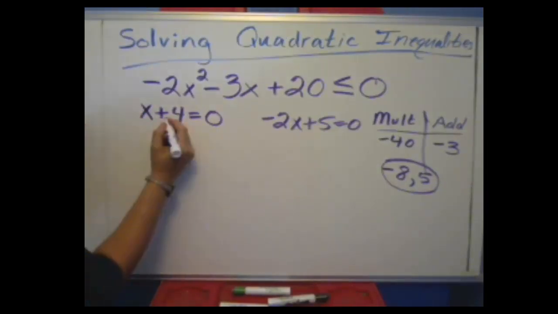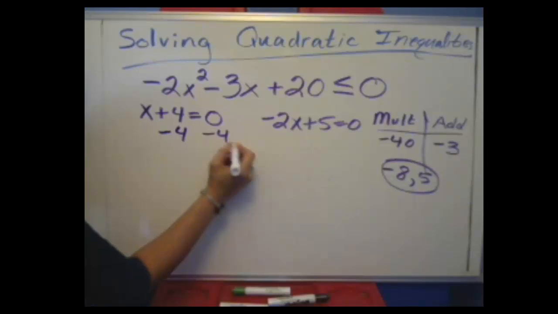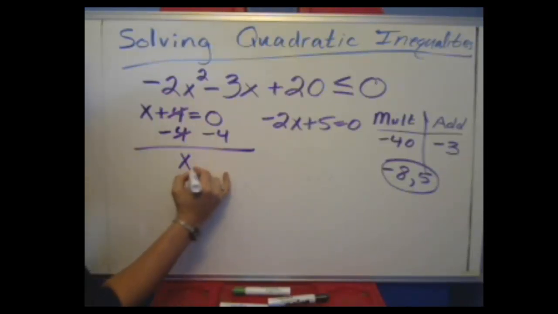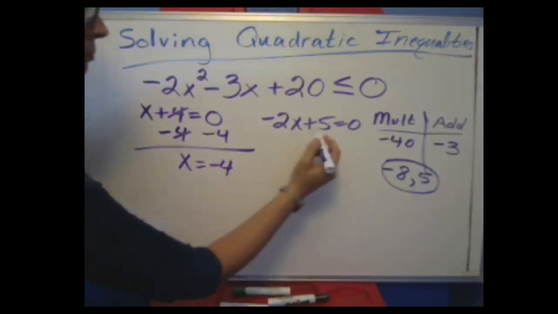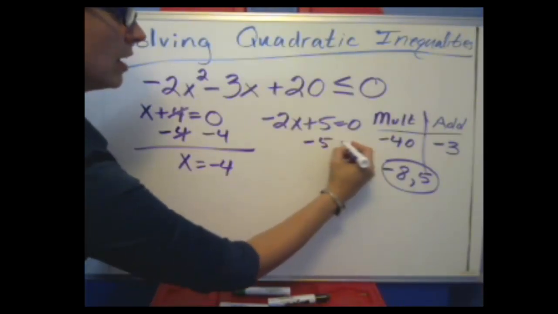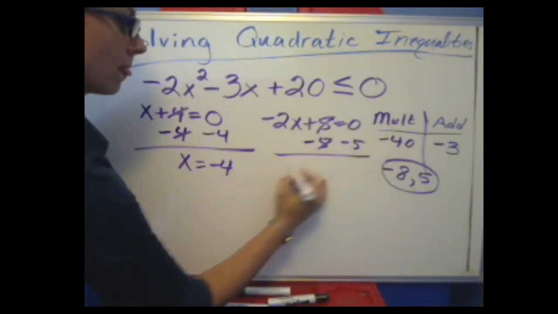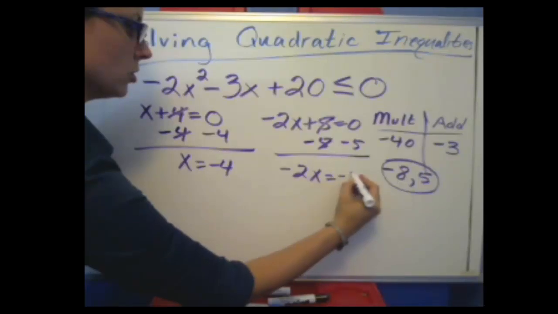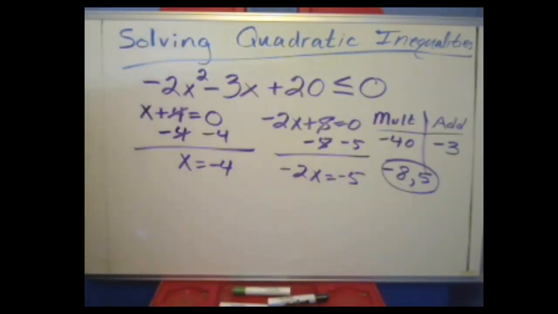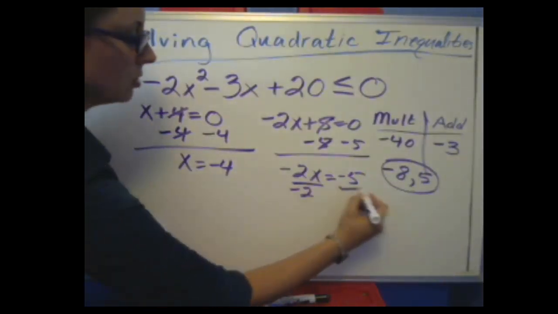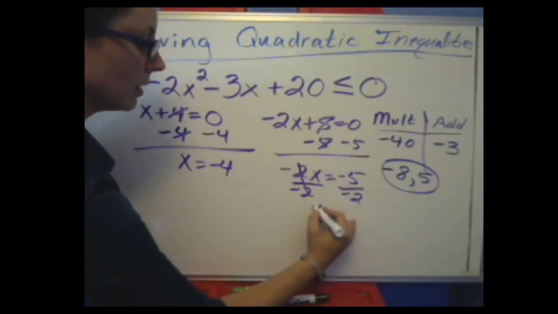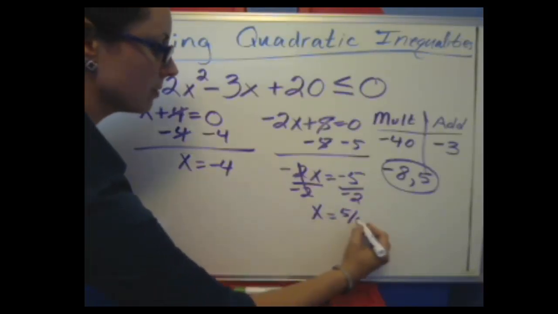Okay, so solving these for x, please notice subtracting 4 on both sides here will give us x equals negative 4. And then, of course, we'll subtract the 5 to both sides here. Negative 2x is equal to negative 5, divide by negative 2, divide by negative 2. So we have that x is equal to 5/2.